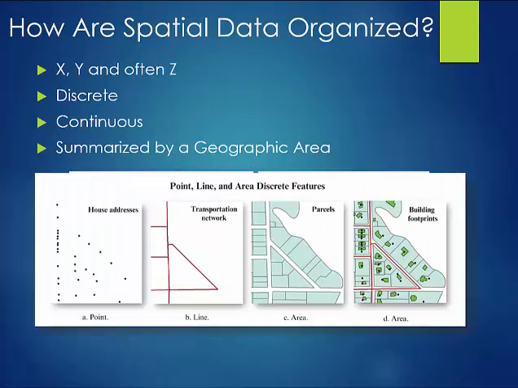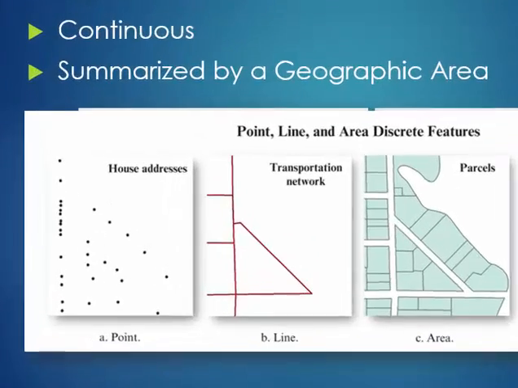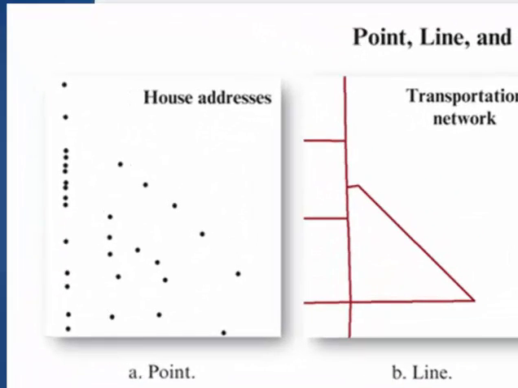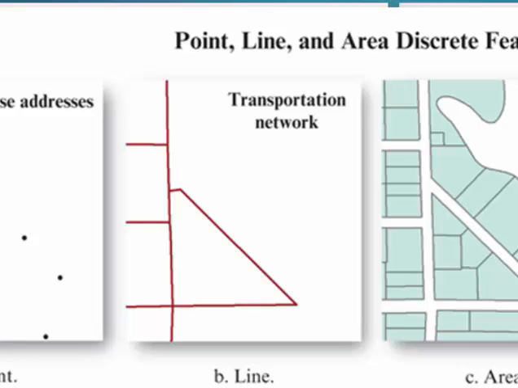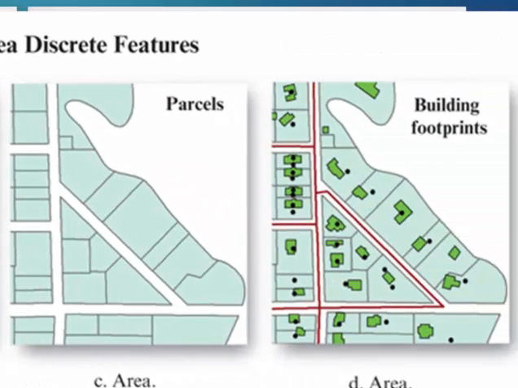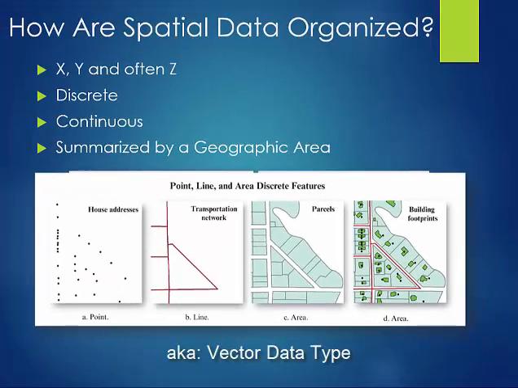Discrete features include points, lines, and polygons. A point might be a house address, a line might be a stream or a road, and a polygon might be a land parcel or building footprint. These are also called vector data types.